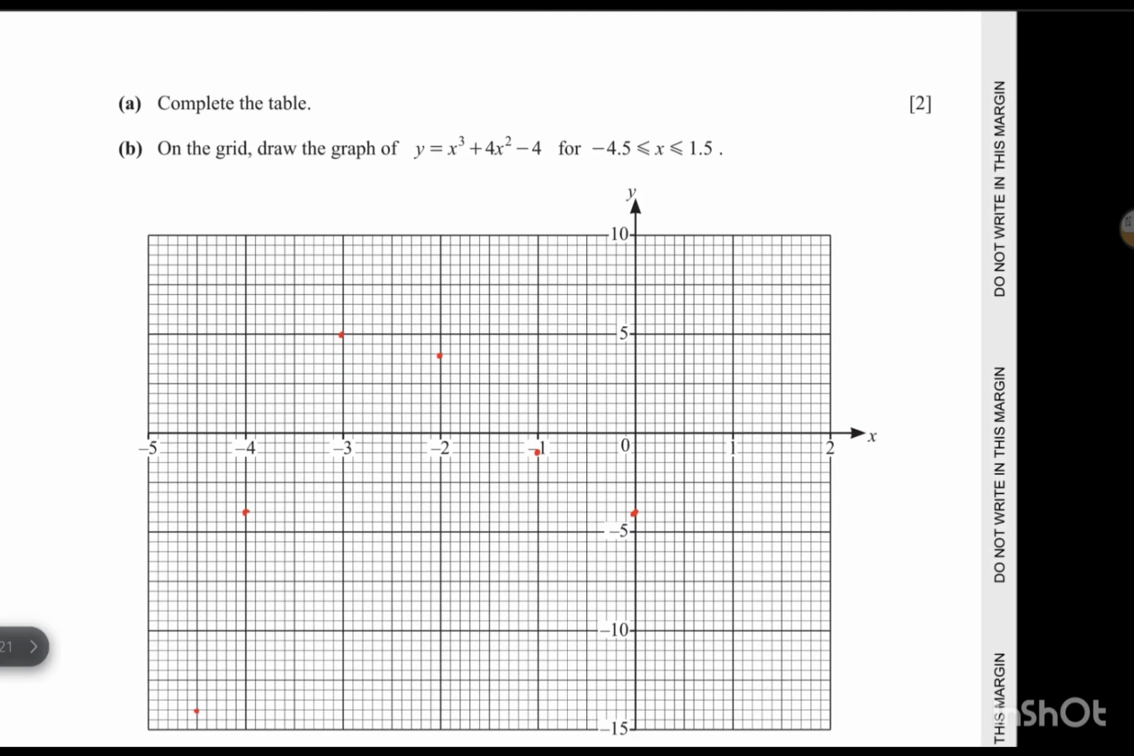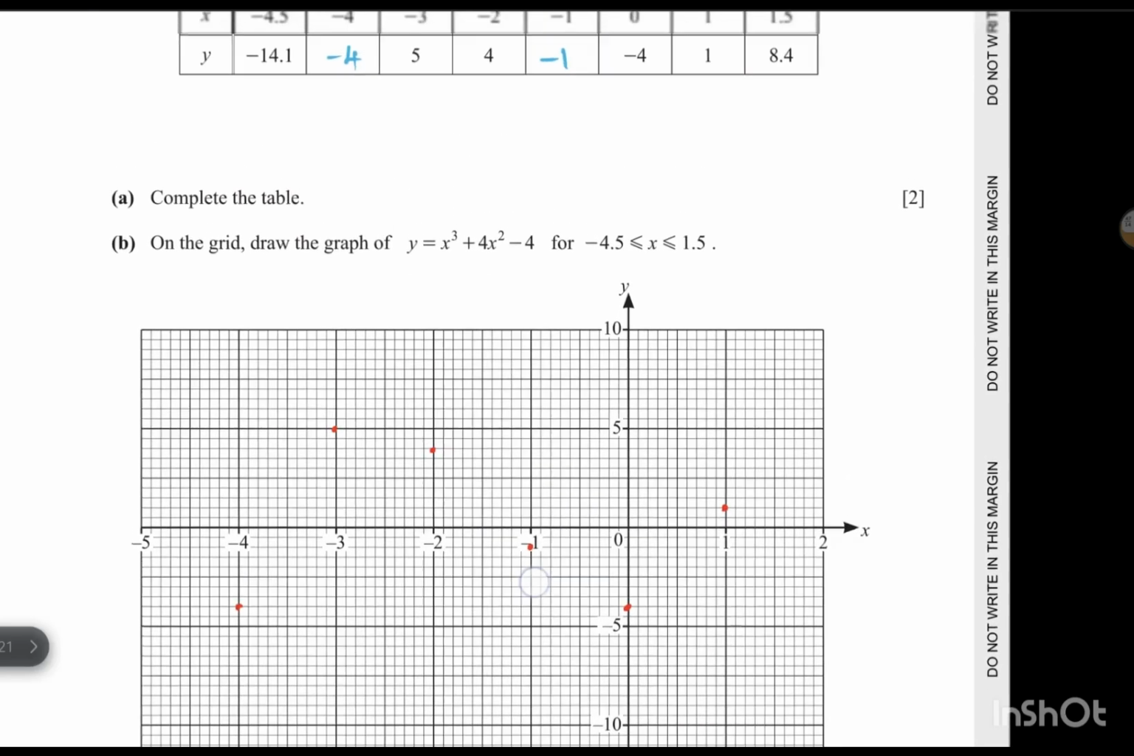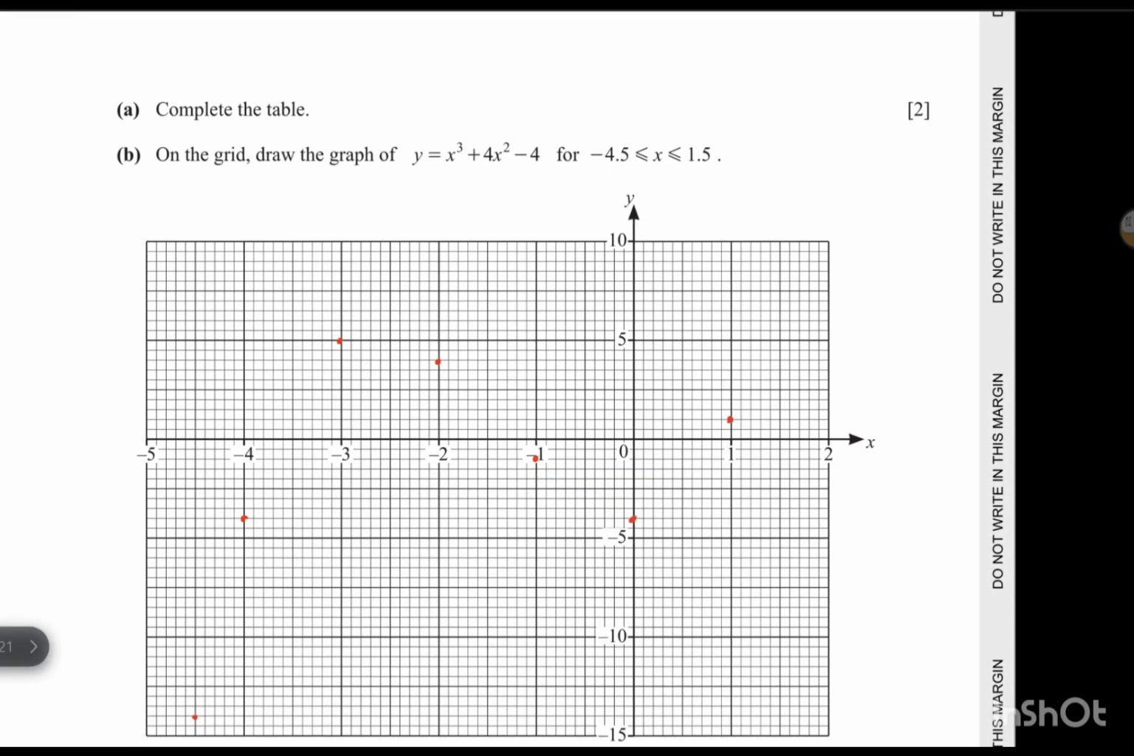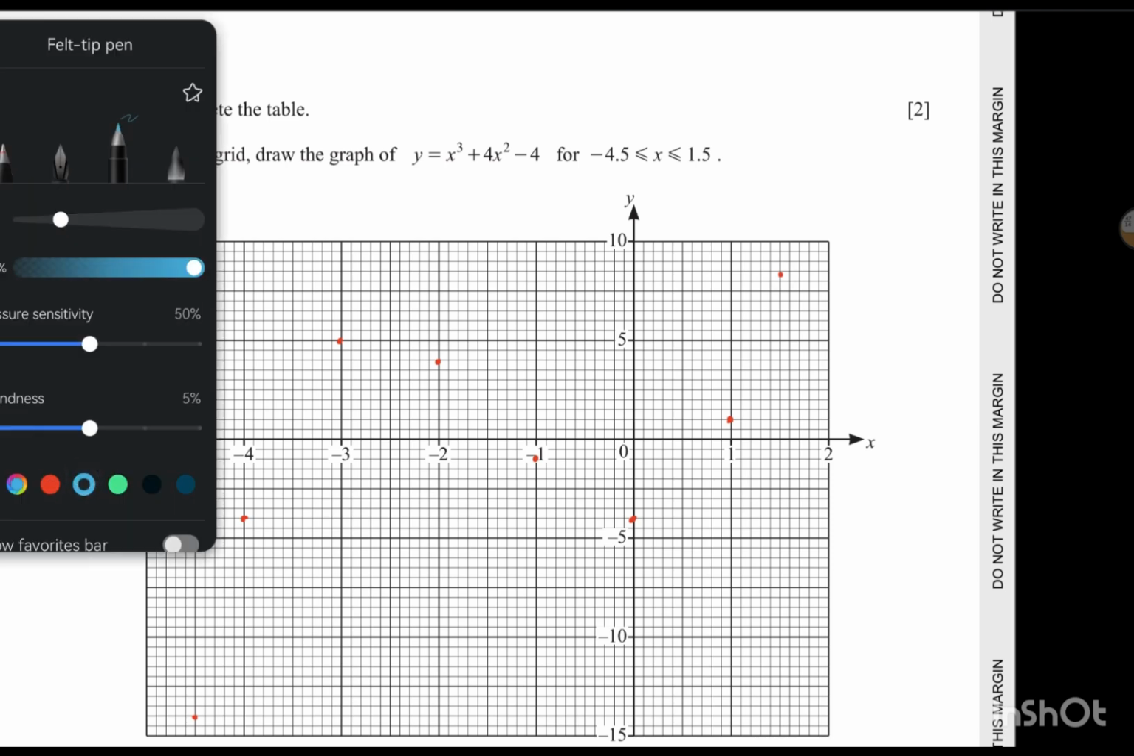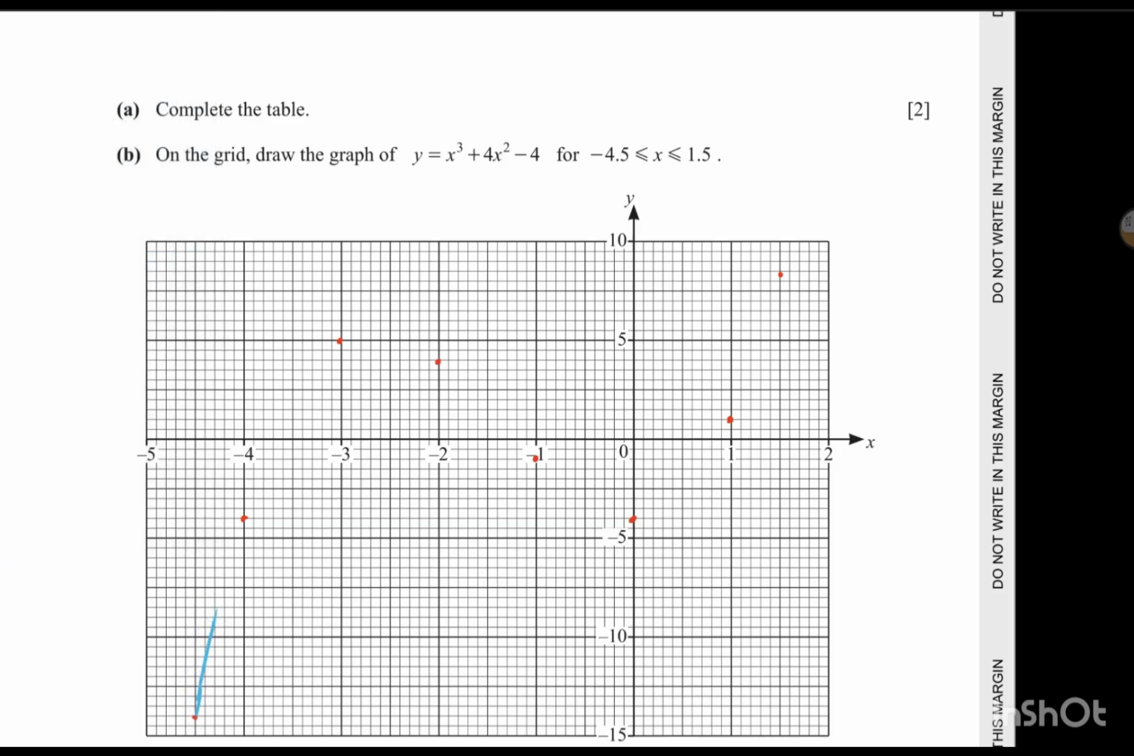1 on x-axis, 1 on y-axis is 1 and 1 is this. Then 1.5, 8.4. 8.4 will be after 5. The 6, 7, 8. 8.4 is just here. So these are the marked points here. Now we have to make a graph on this. So let me change the color. So just join these dots using your pencils, making a smooth curve.